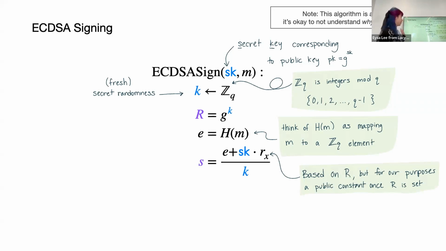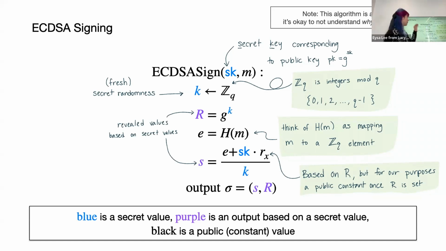And then we're going to compute this S value, which is our hash of the message, plus secret key times Rx, where Rx is some value that is dependent on R. But for our purposes, just think of it as a constant. Once we compute this R value, Rx is a public constant. And then we're going to divide all of this by K, our secret nonce. And we take as our output this S and R. You might have noticed there's a little bit of color coding going on here, where blue is secret values, purples are outputs based on a secret value, and black is some public constant.